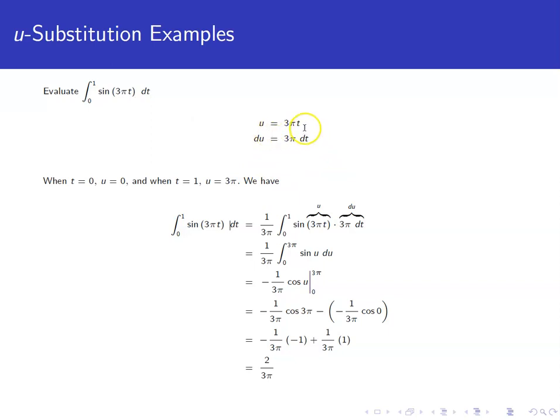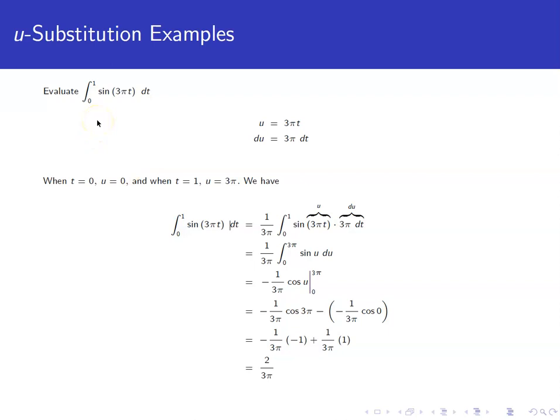So letting u equal 3 pi t, taking the derivative here, we get du will be equal to 3 pi dt. Notice on the outside we certainly have a dt. We don't have a 3 pi, but remember for substitution we can adjust for any constants that we want, and we'll see how to do that here in just a minute.